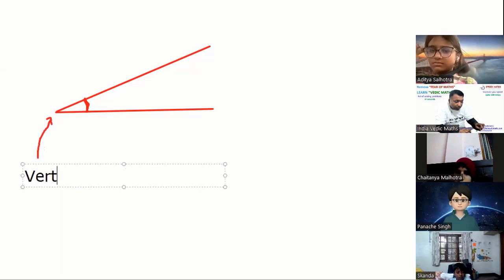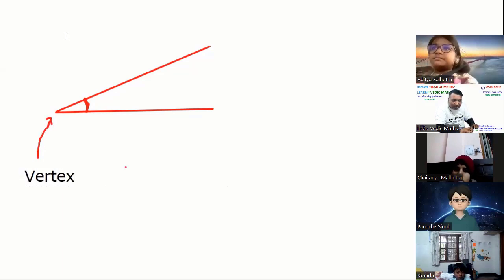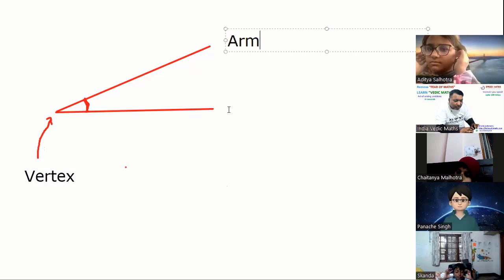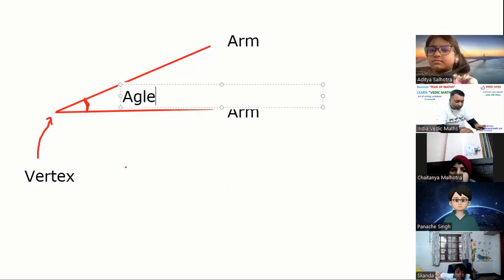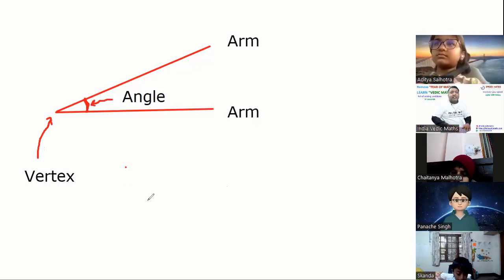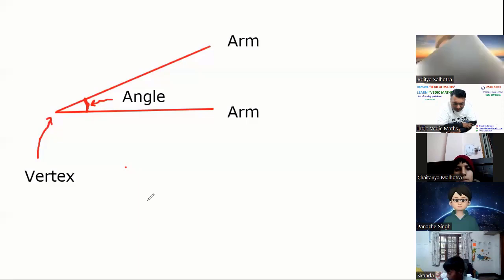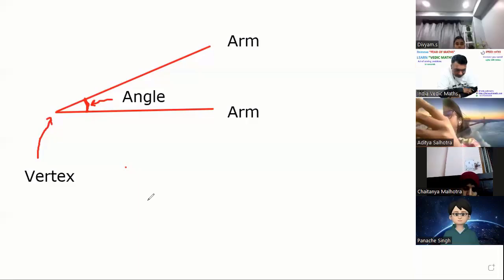Obtuse, acute... wait, I'm not asking that, Panash. We're going to talk about angle types. This is known as an arm. This is known as an arm. And this inside, everybody draw like this. This is an angle. When two lines meet or cross, an angle is formed.